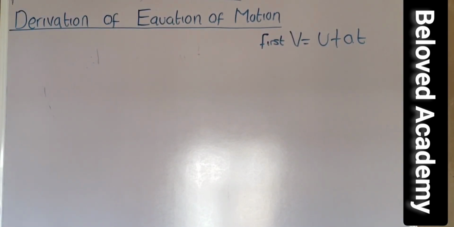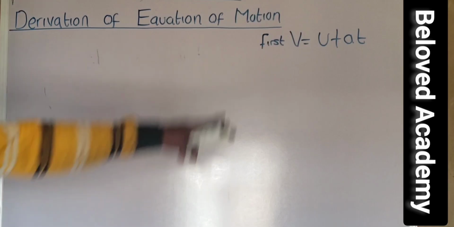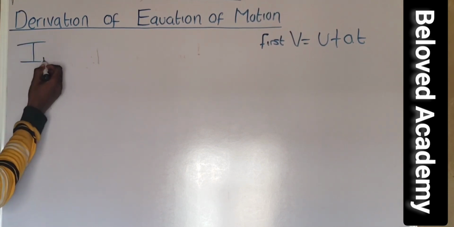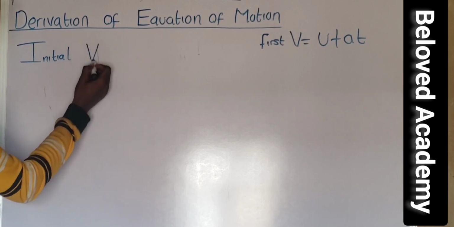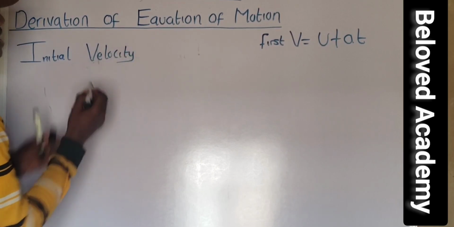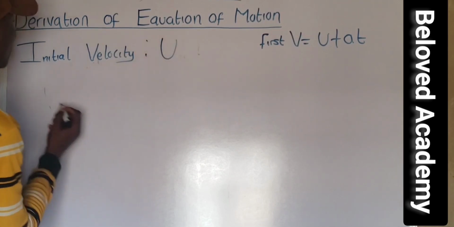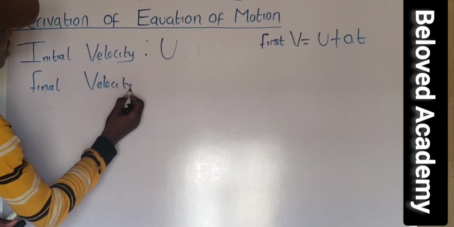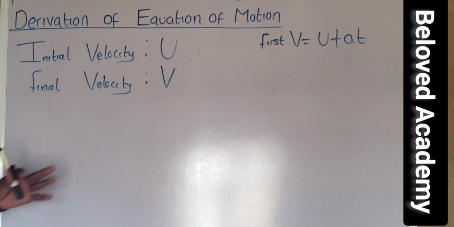The second equation of motion can be derived by finding the average velocity of an object and then substituting the value of v from the first equation of motion. Please just pay attention, you are going to understand. Let's say we have an object traveling with an initial velocity u and a final velocity v.